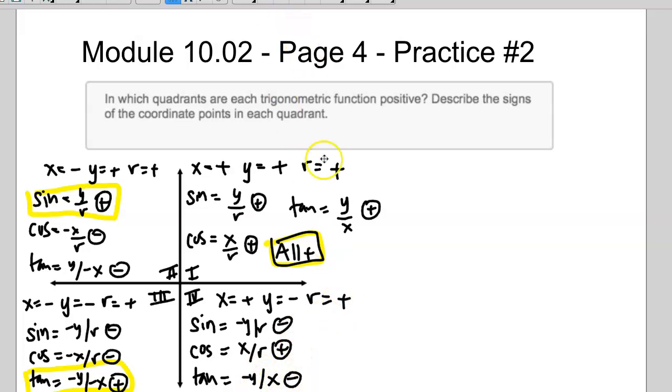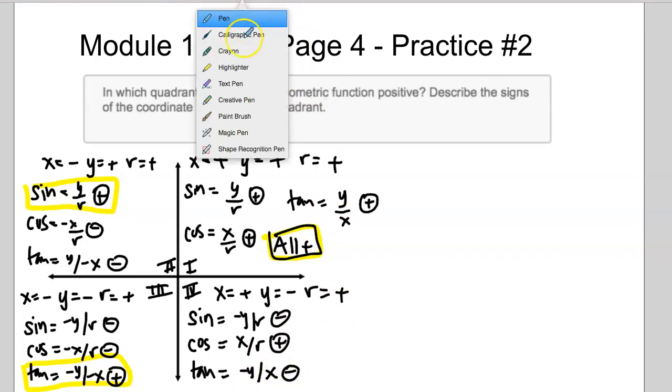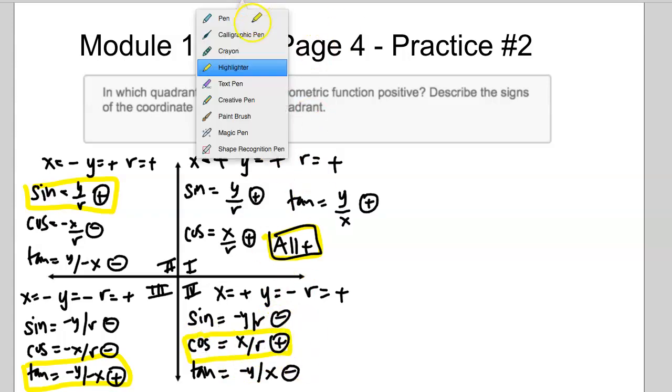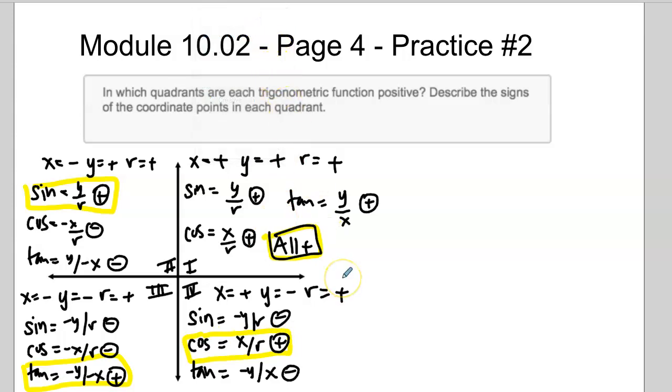So therefore, again, only one of these trig functions is positive. In this quadrant, it is just cosine. And so one way to remember this, if you notice that in quadrant 1 it's all positive, quadrant 2 it's only sine that would be positive, quadrant 3 would be tangent, and then quadrant 4 would be cosine.